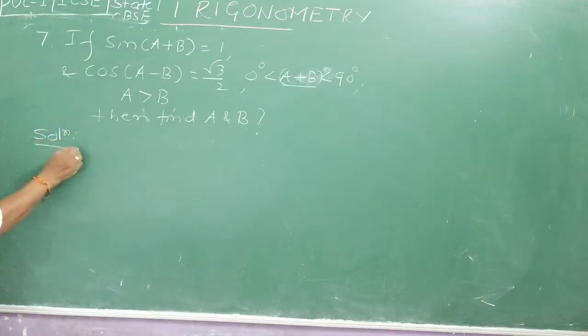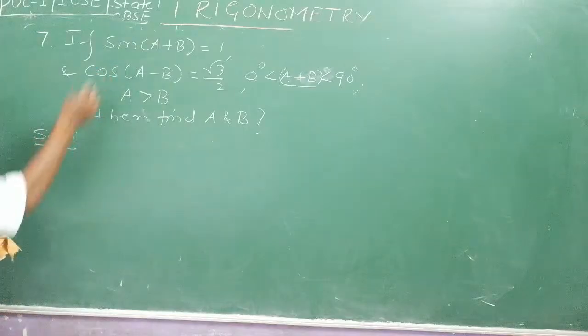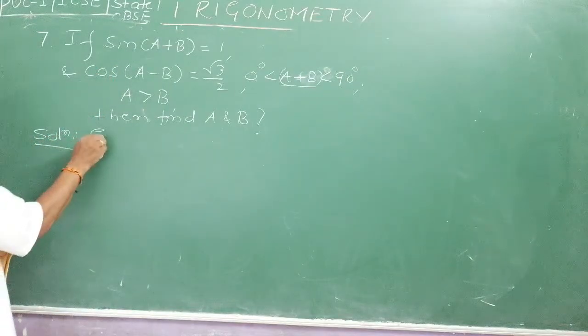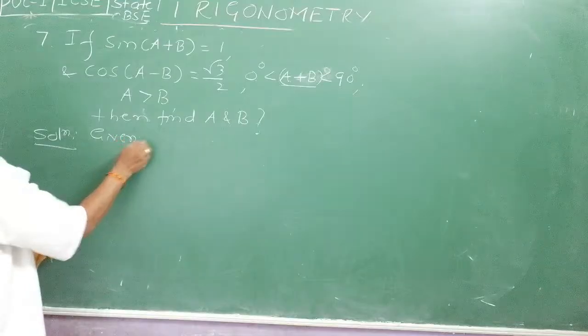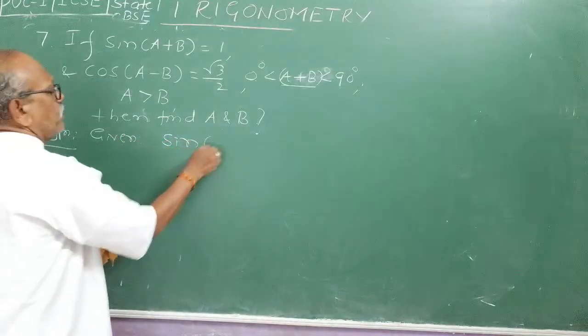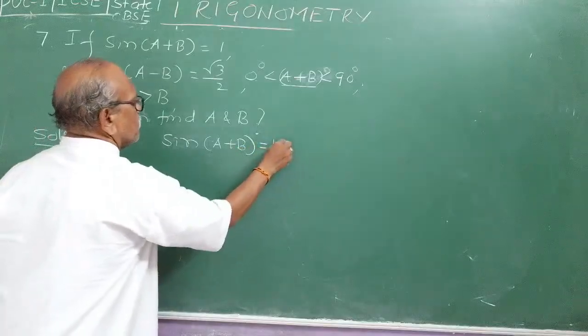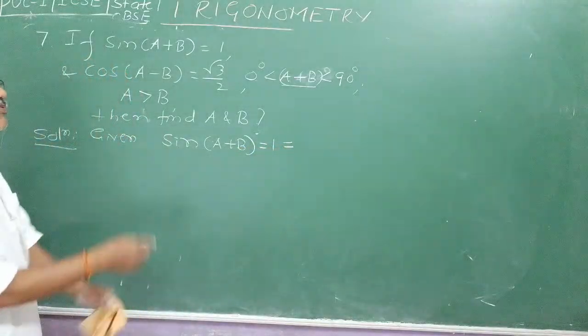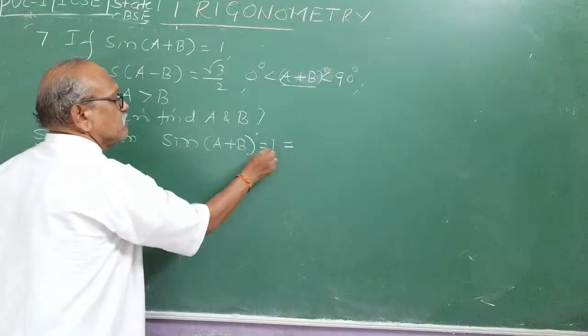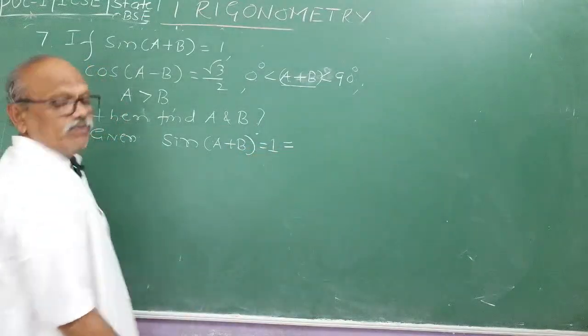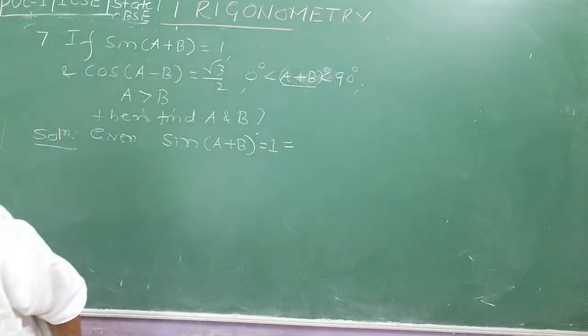See, this is a different type of problem on standard angles. What is given, you note down. Given sin(A+B) is equal to 1. Now you have to go in reverse order. For what angle of the sine do you get 1? Can any one of you answer?